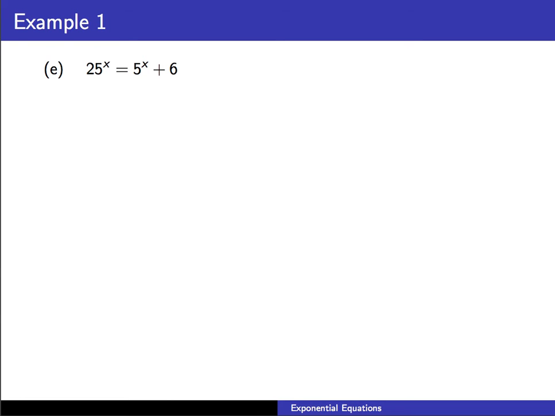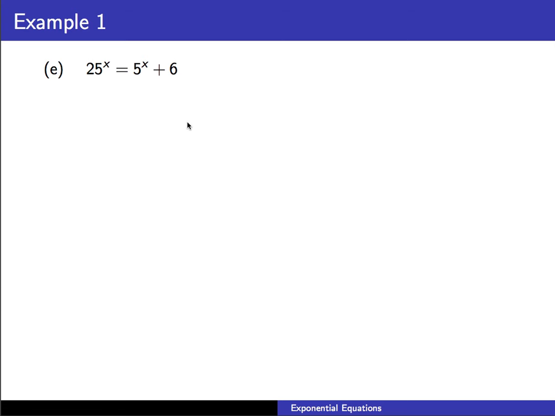In this video, we're going to take a look at exponential equations solved using quadratic equation techniques. So part E here, for example 1, we have 25 to the x power equals 5 to the x power, and then we have a plus 6 afterwards. If it was just 25 to the x equals 5 to the x, then we could be okay. However, this plus 6 over here really kind of screws things up a little bit.